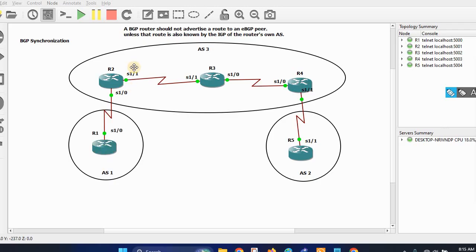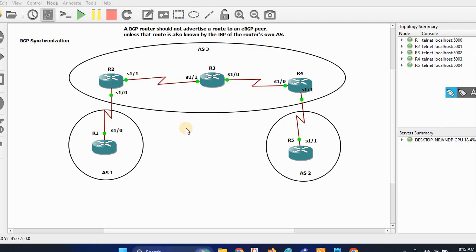Because when synchronization is enabled, the rule is that R2 should have that same route in the OSPF table as well as the BGP table. Only then does it advertise to the neighbor. If that route is not available in OSPF but is available in BGP, it is not advertised. We will see that in this practical.